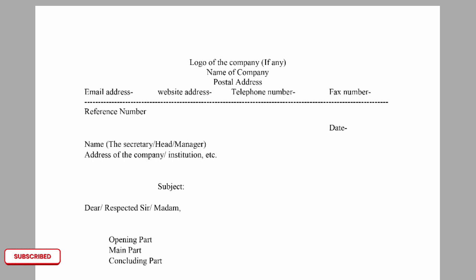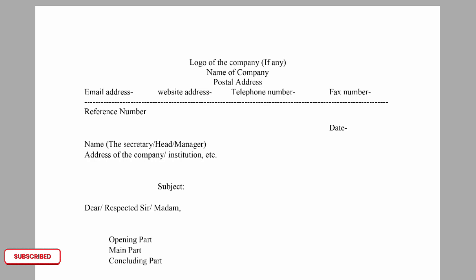Fourth important point is inside address. It contains the name and address of the company or the firm or institution or a person to whom the letter is to be sent, or simply who receives the letter. It is written on the left hand side of the sheet and below the reference number, and it is written to the responsible head, or the important and main person of that institution or company.